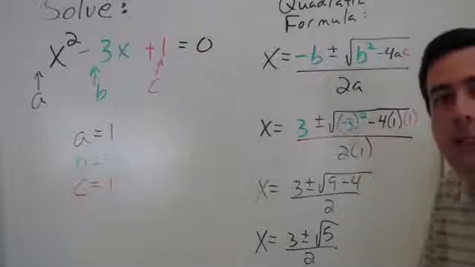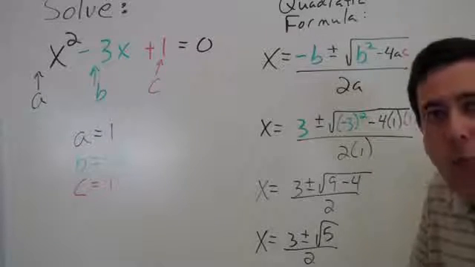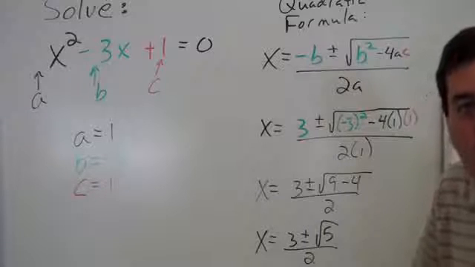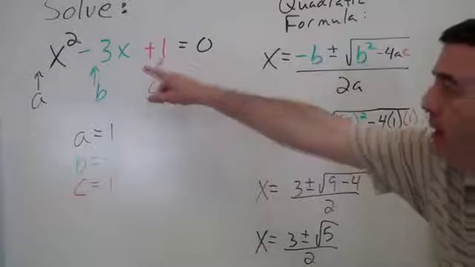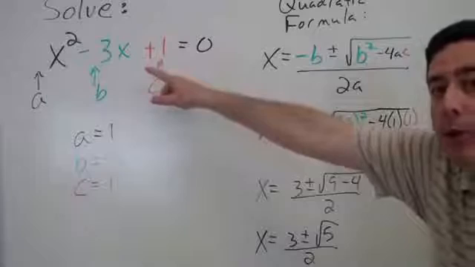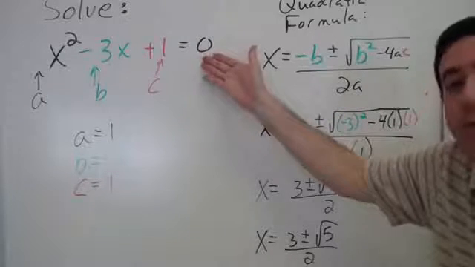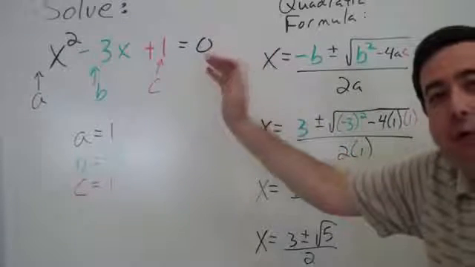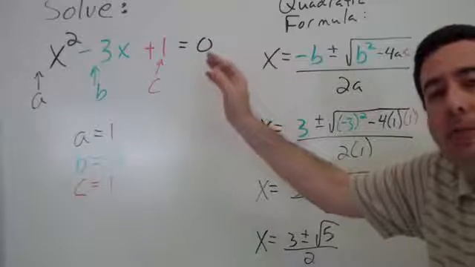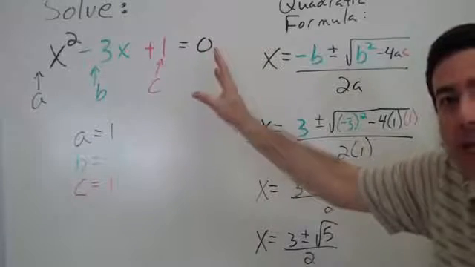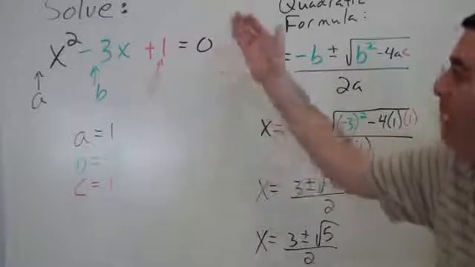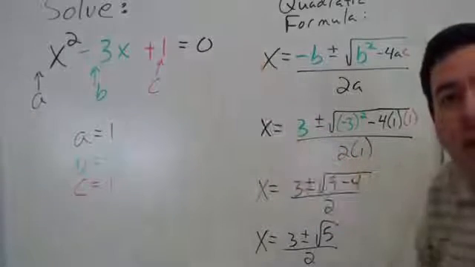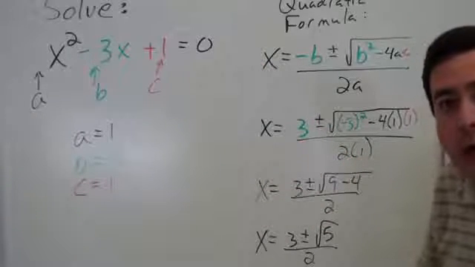Let's take a look at solving a quadratic equation when factoring won't work. Here we've been given the equation x squared minus 3x plus 1 equals 0 to solve. As before, when we were solving by factoring, we first must have everything on the same side with 0 on the other. We already have that here, so it's a good start.